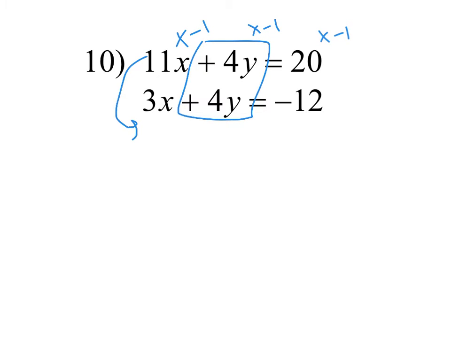So I'm just going to rewrite our new first equation right below it. So we have negative 11x minus 4y is equal to negative 20. What do we do next? We cross out the y's. Right, we add everything together so our y's are going to cancel out. So what is 3x minus 11x?